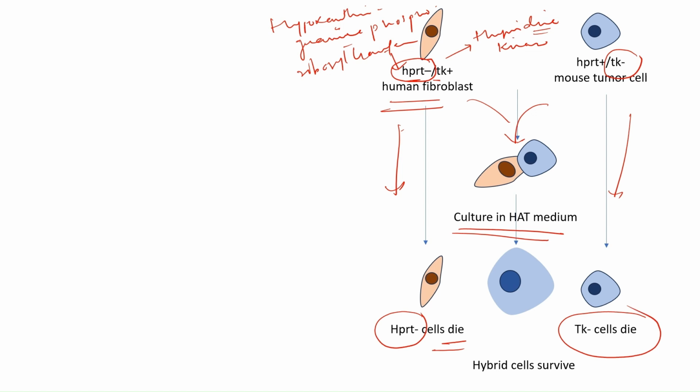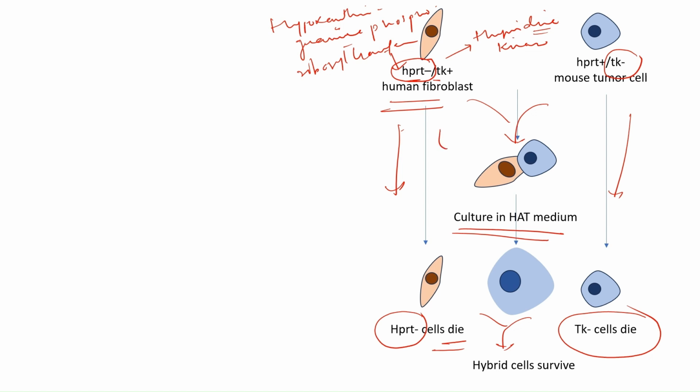Similarly, the case with this mouse tumor cell. Here, the gene for thymidine kinase is not present. So without the presence of this particular enzyme also, DNA synthesis won't take place and the cell will die. The only cell which will survive is the hybrid cell. Why? Because it will complement the presence of the particular enzyme or gene.